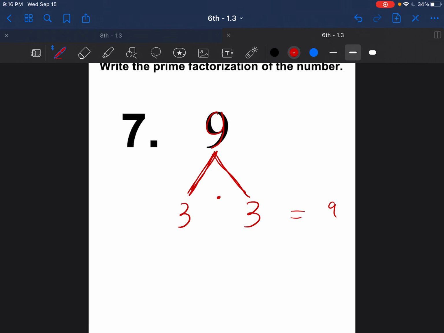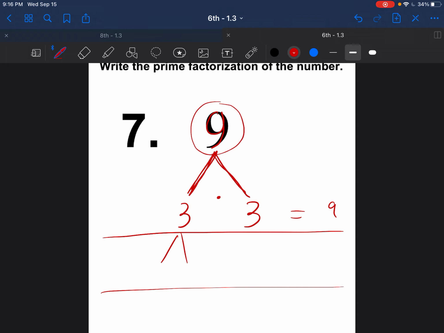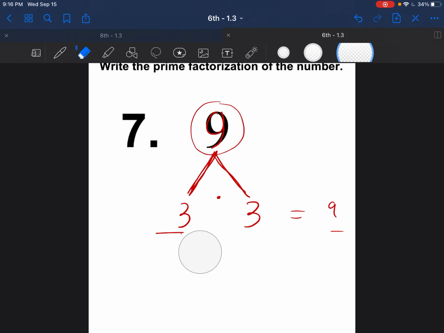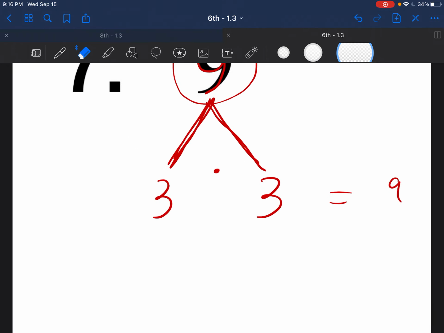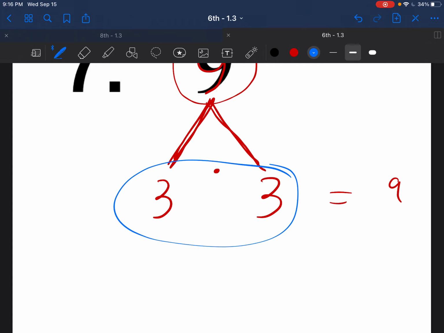So every time we multiply in this tree, because you're going to see times when you got a whole bunch of them, it should always equal your top number. So we finished the tree, but we did not finish the actual prime factorization. To finish the prime factorization, we just got to turn it into exponents. Well, let's see. How many 3's do I got? I got 2 of them. So the answer for this one is going to be 3 to the 2nd power.